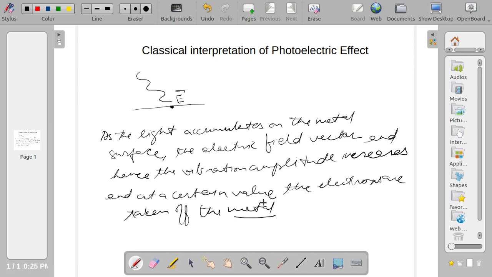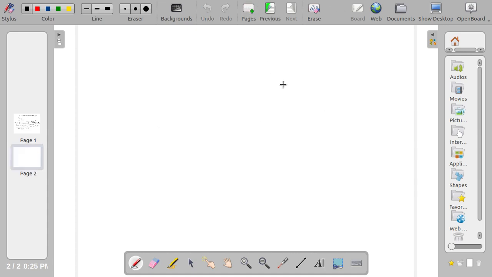But we are not able to explain so many things classically regarding this. The first problem is that it was not able to explain the instantaneous emission.